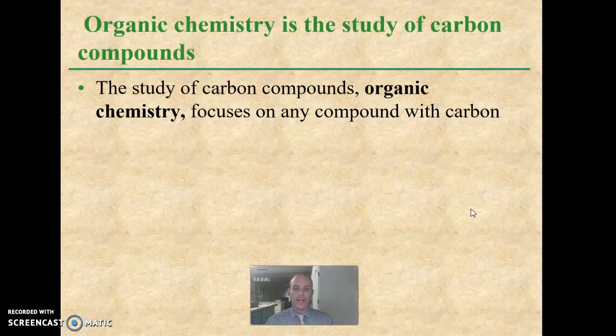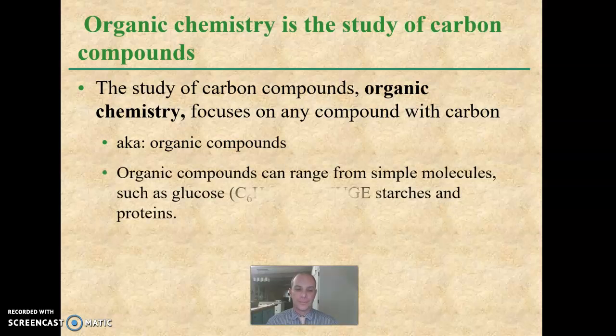The study of carbon compounds is known as organic chemistry. It focuses on any compound with carbon. Like I said before, if things were alive at one time, they contain carbon. Containing carbon is also known as a carbon organic compound. And organic compounds can range from simple molecules such as glucose, which is C6H12O6, to huge, enormous starches and proteins that are broken down by your body for constant energy throughout the day.